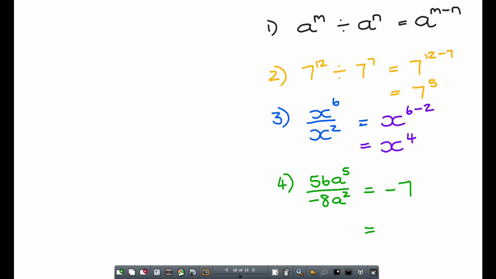Now, look at the ones that's got a. A to the power of 5 over a to the power of 2. That's the same as a to the power of 5 divided by a to the power of 2. And is base the same? Yes, and we are dividing. So my base will stay a, and because we're dividing, I'm going to take top exponent minus bottom exponent, which means that my final answer will be minus 7a to the power of 3. Do you guys understand that? No questions?